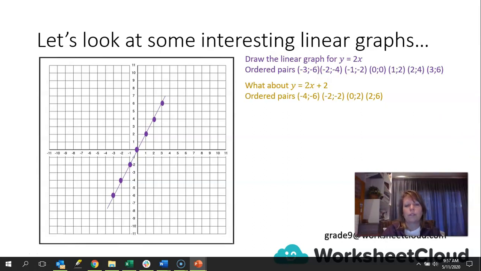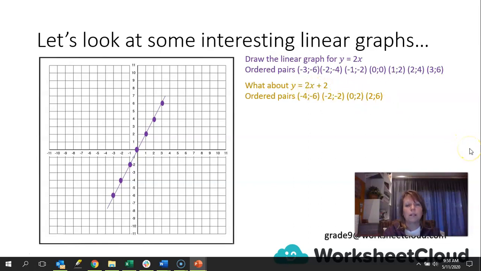We've got minus 4 and minus 6, because if you put in minus 4 for x, minus 4 times 2 is going to give us minus 8, plus 2 is going to give me minus 6. The same with minus 2 times 2, it's going to give me minus 4, plus 2 is minus 2. 0 times 2 is 0, plus 2 is 2. 2 times 2 is 4, plus 2 is 6.